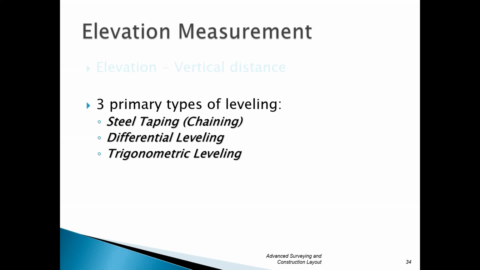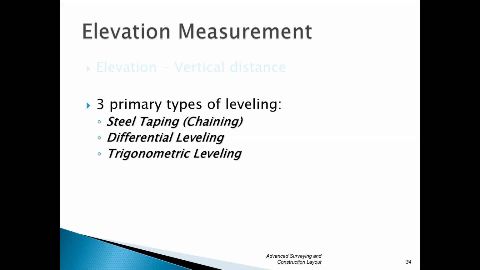That's not too much used in construction, because we don't typically care where the sea level value is, but we do care where we are in relation to the invert of a sewer, or where a water tap is, or where the road is. So those elevations may be more relative. There are three primary types of leveling: steel taping, which is chaining, using a steel tape and just holding it vertical, or differential leveling, or trigonometric leveling.